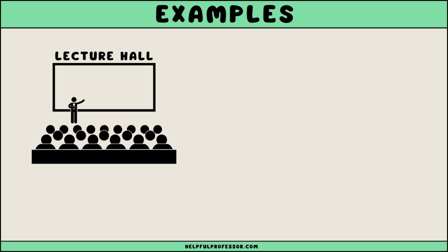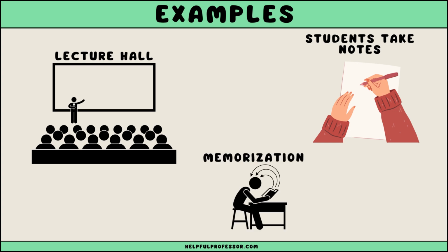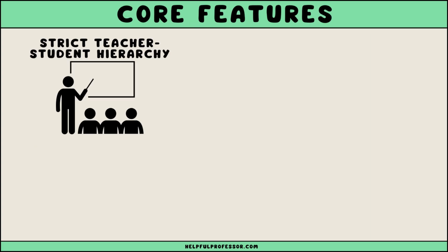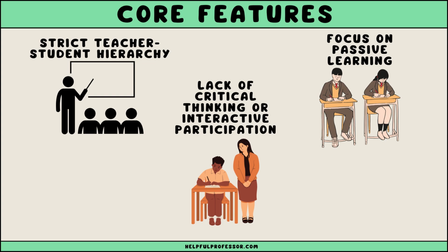An example of the banking model in action can be seen in a conventional lecture-based classroom where a teacher presents a set of facts or information to students, who are expected to take notes passively without engaging in meaningful dialogue or critical thinking. The student's main responsibility is to memorize the information for tests and examinations, rather than to understand or challenge it. The core features of the banking model include a strict teacher-student hierarchy, a focus on passive learning, and a lack of critical thinking or interactive participation from students.